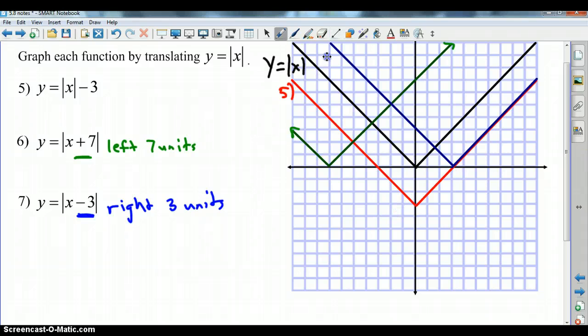Now, I forgot to label number 6, but that right there is number 7, and the one in green was number 6. And the other thing I noticed that I neglected as I worked through the problem, I didn't label it the same as the others. On number 5, we talked about it, but I didn't write it down. That minus 3 is a shift down 3 units. I think you guys knew that anyway.